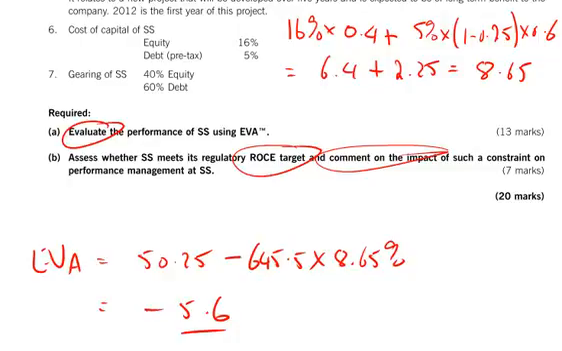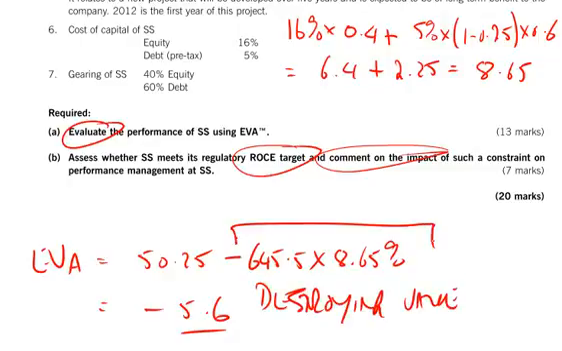So minus 5.6 means that the company is destroying value. The cost of providing the capital, which is that figure, is greater than the net operating profit after tax. So we're essentially paying more to raise the finance than the finance is returning for us.